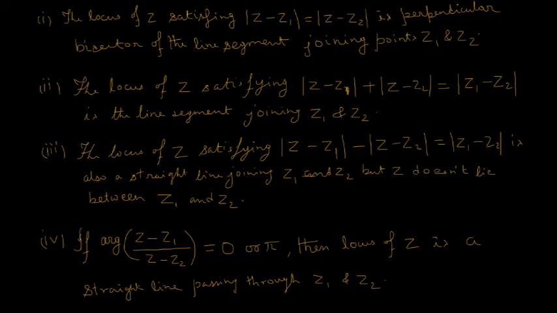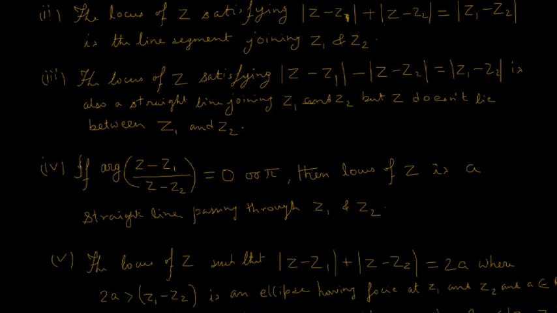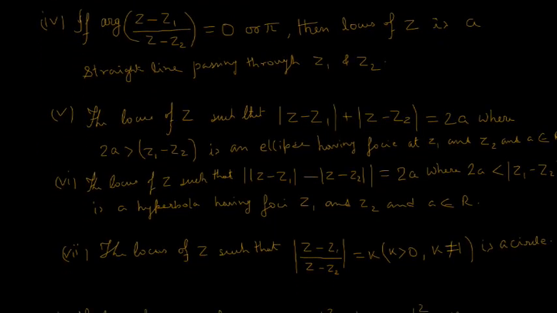The locus of z satisfying modulus of z − z1 minus modulus of z − z2 is equal to modulus of z1 − z2 is also a straight line joining z1 and z2, but z does not lie between z1 and z2. If argument of (z − z1) upon (z − z2) is equal to 0 or π, then the locus of z is a straight line passing through z1 and z2.